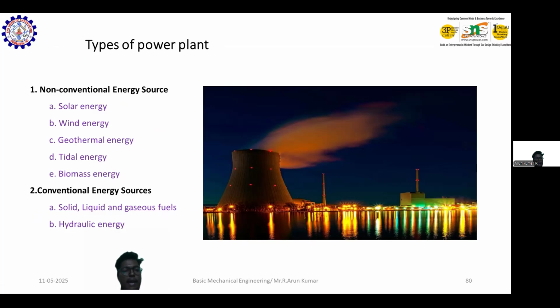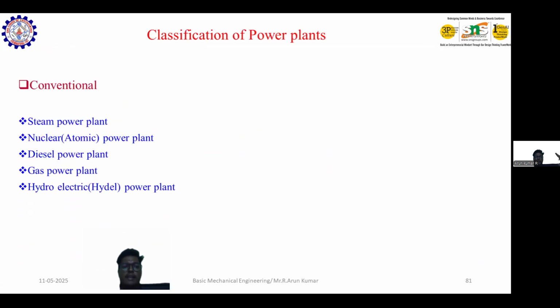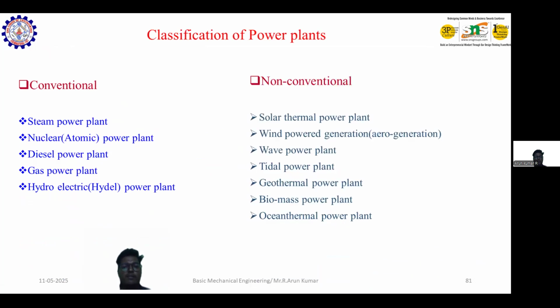So these are the types under which power plants work: non-conventional energy sources or conventional energy sources. Both kinds of power plants are available nowadays. Let's discuss them one by one. What is the classification of power plants? The first is the conventional power plant. Conventional power plants are the steam power plant, nuclear or atomic power plant, diesel power plant, gas power plant, and hydroelectric power plant.